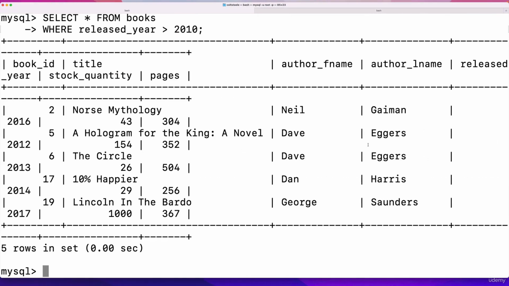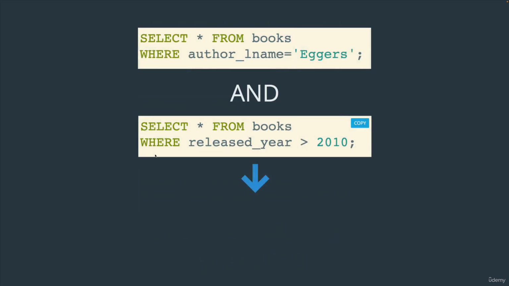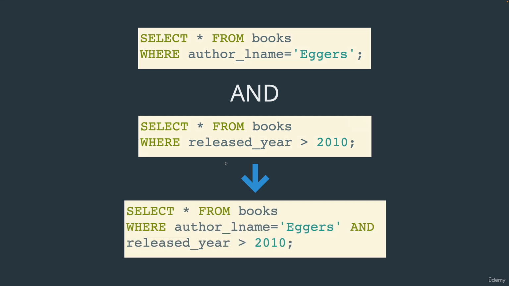And what I want is the overlap, right? I want the books that were released after 2010 and have author last name of Eggers, which is these 2 books here, A Hologram for the King and The Circle. And that's what this slide shows here. I want author last name equal to Eggers and release year greater than 2010. Both of those need to be true. I want those books. And the way that we do that is by using AND.